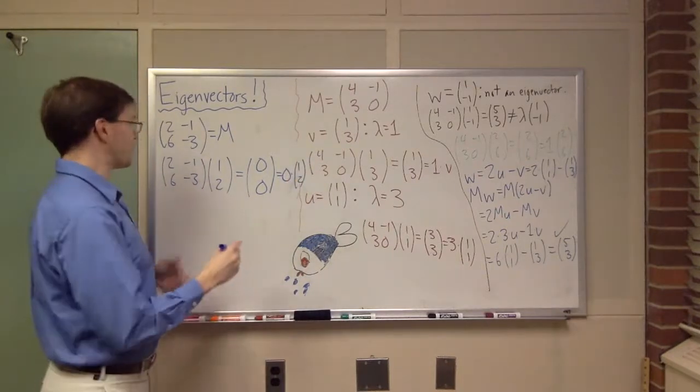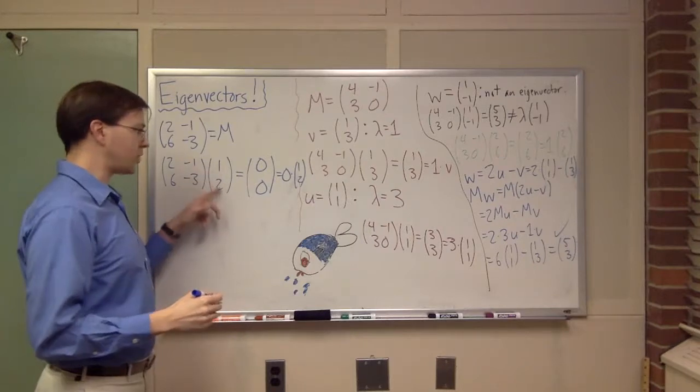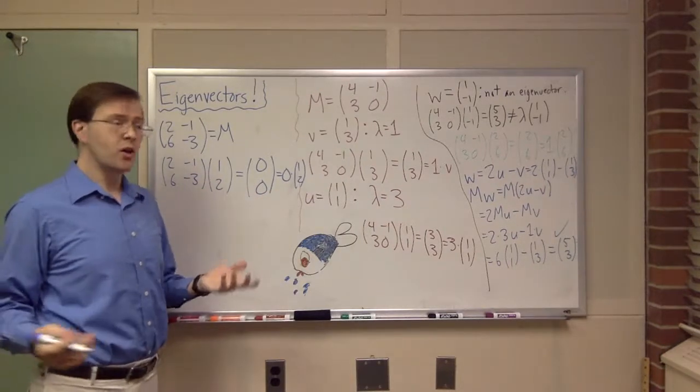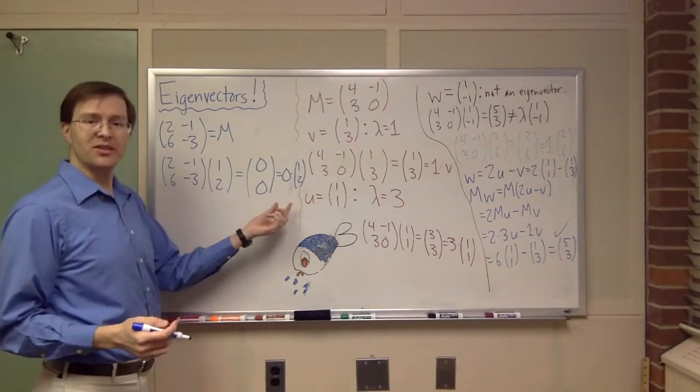So my eigenvalue for this is 0. The vector 1, 2 has eigenvalue 0. That's allowed. We can't have the vector be 0. That wouldn't be reasonable. But its eigenvalue can certainly be 0.